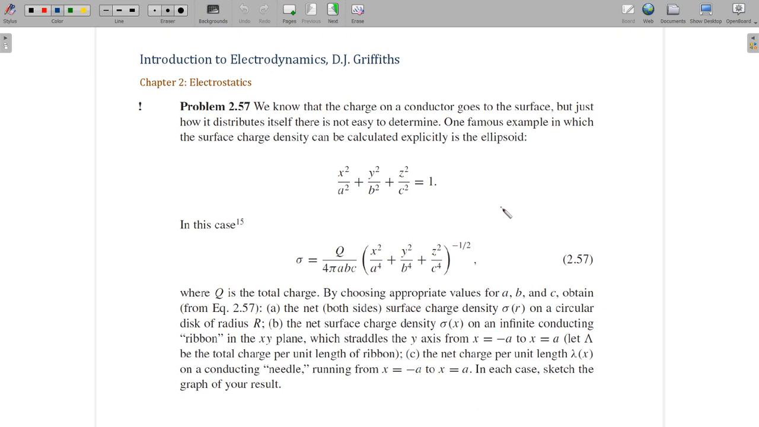So basically we are given three different types of surfaces, not surfaces exactly, I would say three types of objects. So the first object we are given is a circular disc in the XY plane.